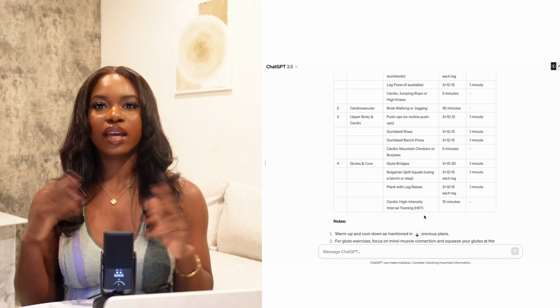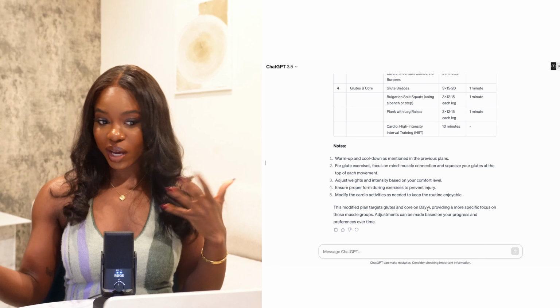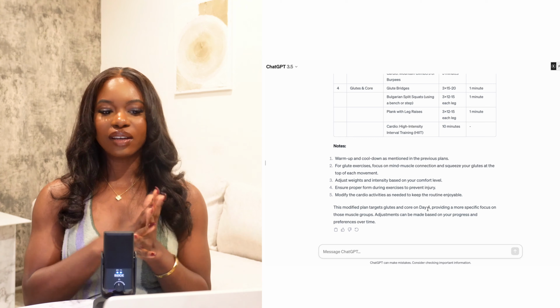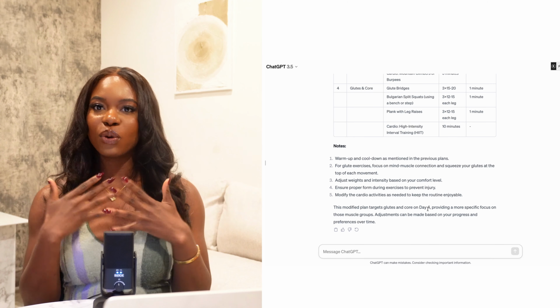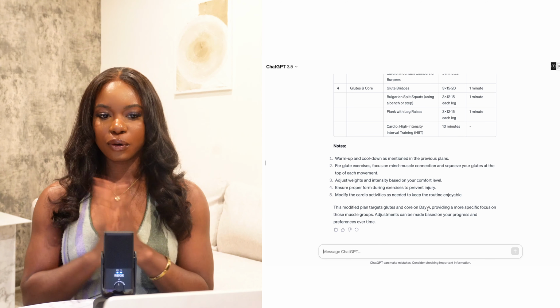And of course, the more she progresses with this, then she can start to add more on, given strength improvements and just time capacity. So overall, ChatGPT, I would say you've done a good job at giving us our workout plan. Of course, it gives us more information, telling us to warm up. For glutes, it's telling you to focus on your mind-muscle connection, telling you to adjust your weights. This is great because it even gives you suggestions, like someone who hasn't done a workout before can look at this and understand where to start from.